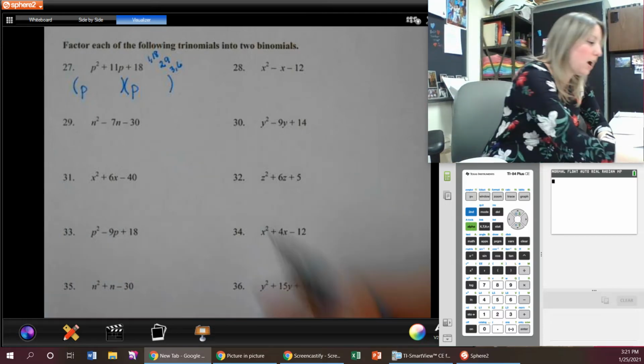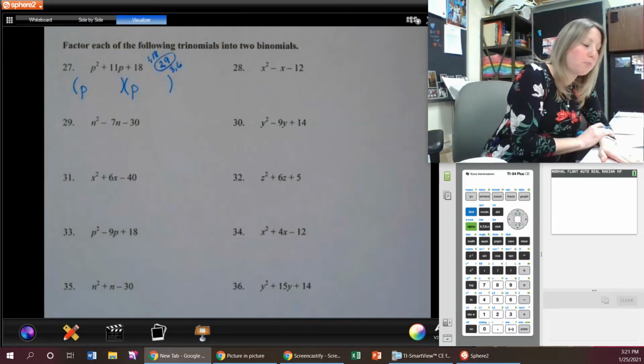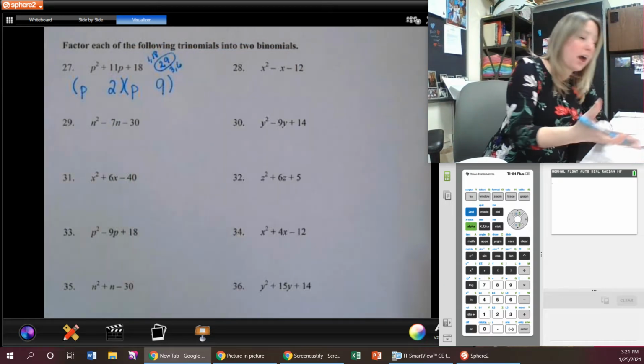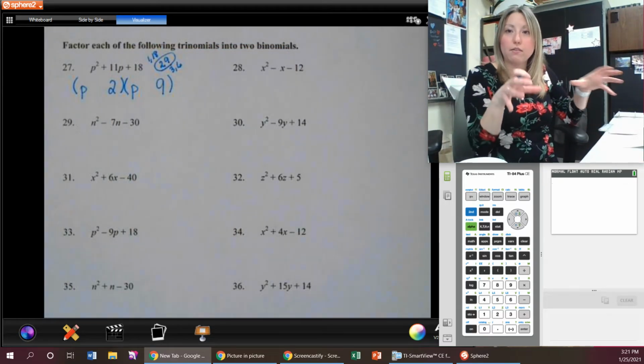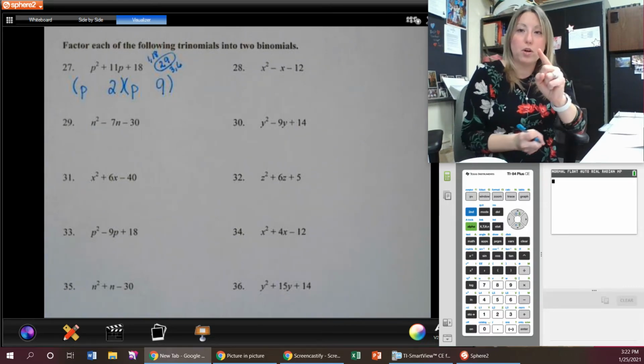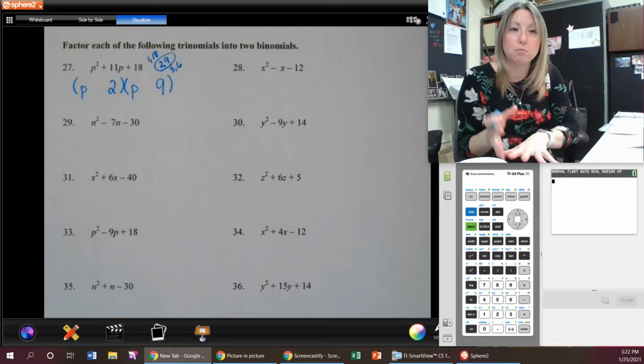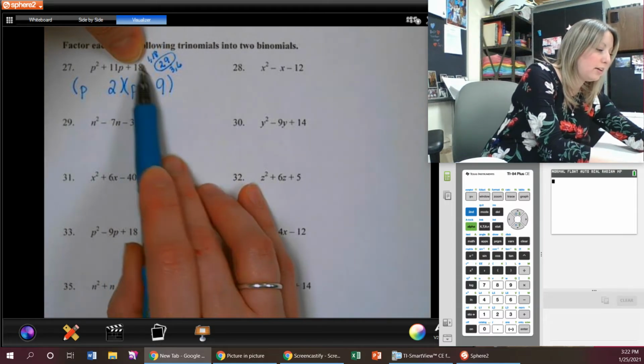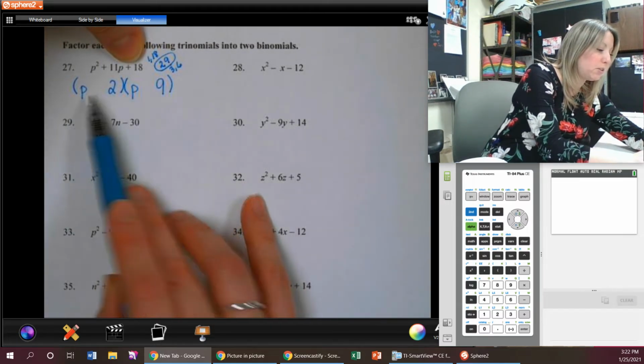So 2 and 9 is my combo that adds up to 11. Those are going to be the numbers inside the binomial. Again, it doesn't matter the order I write these binomials, but what does matter is the signs that these numbers get. If 18 is positive, so if your end number is positive, you know these have the same sign.